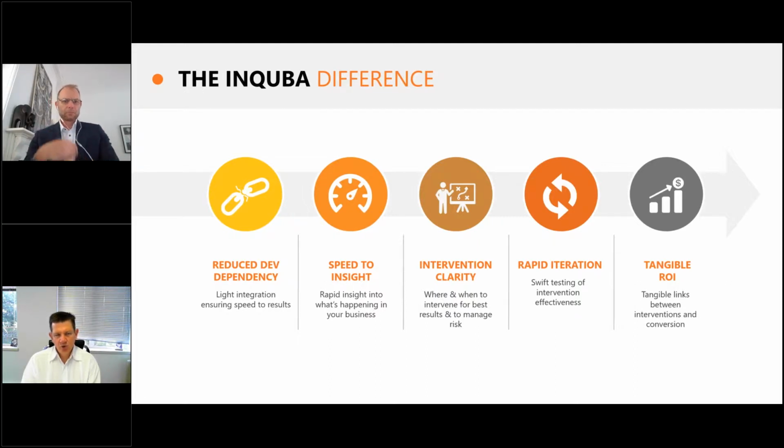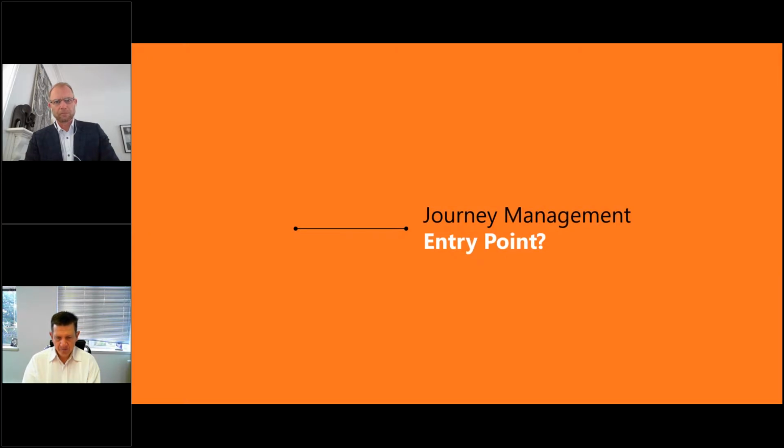We think it's particularly important that any solution of this nature gives you speed to insight. It gives you very strong intervention clarity. Where should I be intervening? What should I be doing? Who should I be targeting? And then going through a process of rapid iteration, ultimately making sure that the right choices are made and driving very tangible ROI out of the solution.